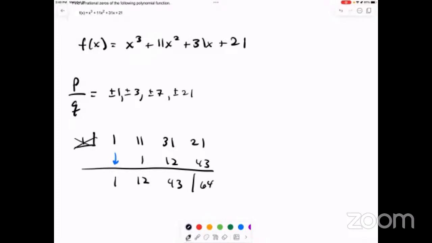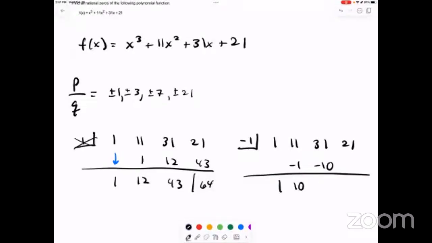Let's try negative 1. Okay. So then we have our 1, 11, 31, and 21. 1, negative 1, 10, negative 10, 21, negative 21. That is good, right? So we found our first 0.